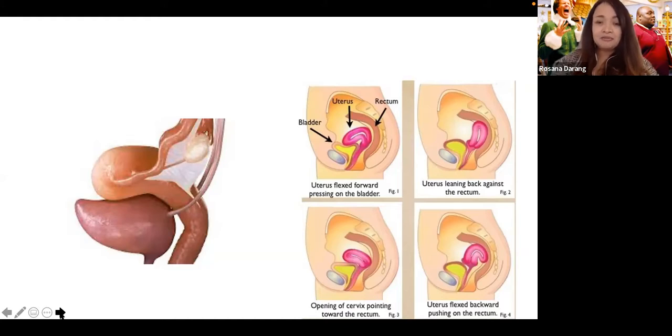This can happen before pregnancy. This can also happen after pregnancy. But for some women, they actually have this to begin with, and then when they get pregnant and deliver the baby, somehow when the baby passes out of the uterus, it flexes and normalizes its position.